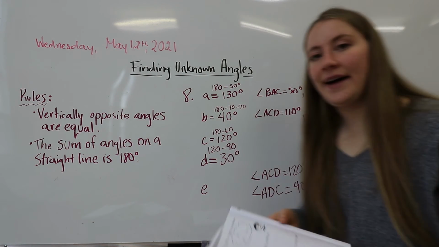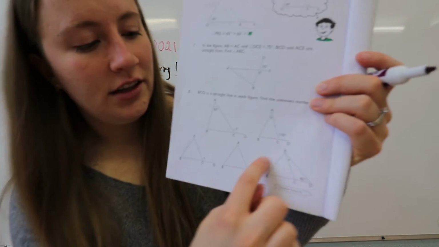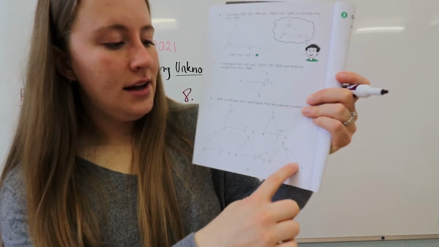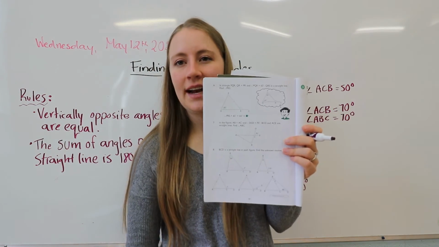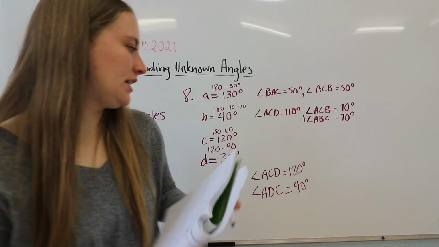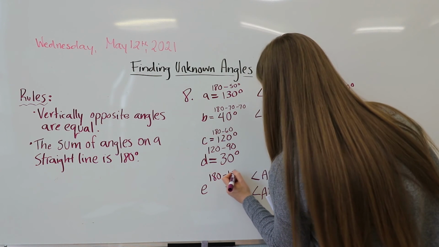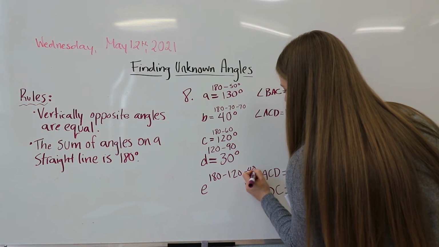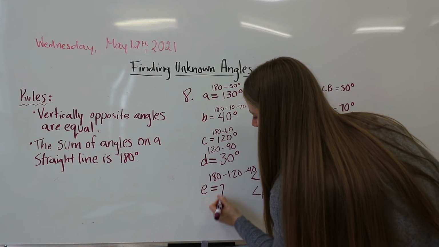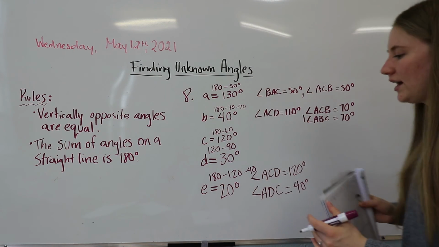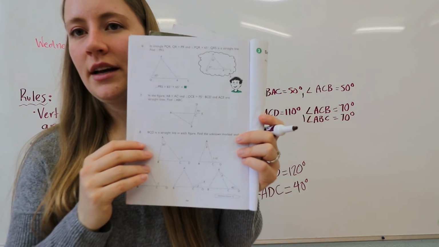Okay, so now we have two angles out of 3 for this squishy little triangle on the side. So now to find E, we just have to use our triangle rule, which is that the sum of the angles in a triangle add up to 180. So we're going to take 180 and we're going to subtract 120 and 40. And that is going to give us 20 degrees. Okay? So there's all of our textbook problems.